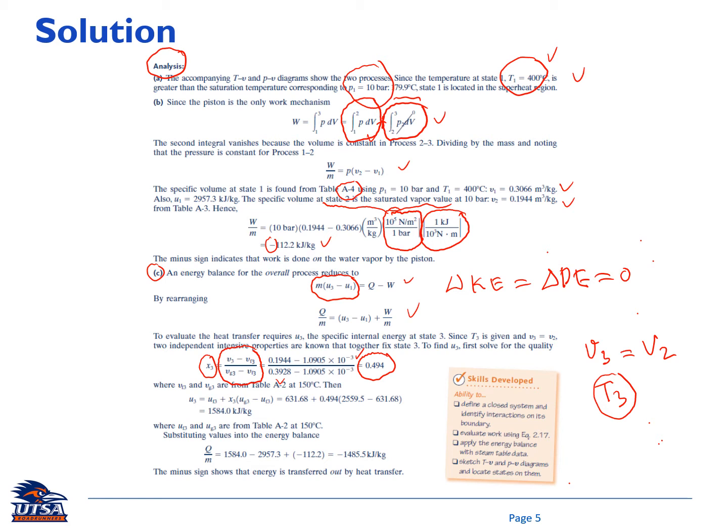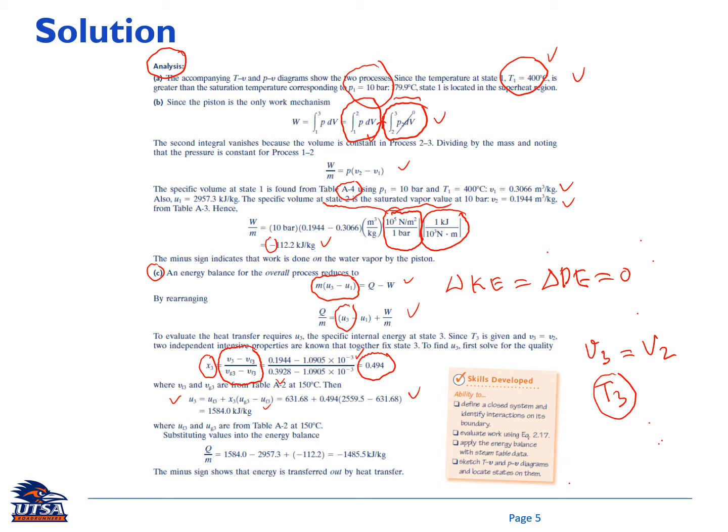Once you have X3, now you can calculate other thermodynamic properties. What we need here is U3. I can calculate U3 using this formula. On the previous slide I showed you last week how to calculate U, H, and S entropy for the state within the dome with a given X. So this is the formula, and you plug in all the numbers there. Once again, you use table A2 to get Uf and Ug, and you plug in all the numbers, and you will get U3 equal to 1584 kilojoule per kilogram.